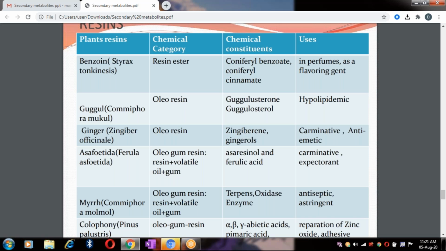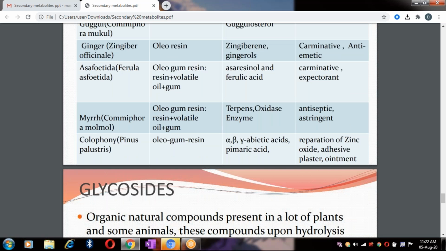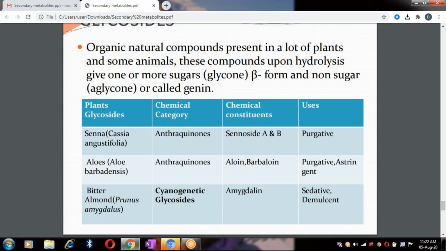Next, glycosides, I think we have discussed again. So according to your syllabus, you have 3 drugs, senna, aloe, and bitter almond to be studied. Senna is nothing but the leaflet from Cassia angustifolia. It has mainly anthraquinone glycoside or anthracene glycoside, sennoside A and B. It is used as purgative. Aloe is the leaves of Aloe barbadensis and other species. Again, they also have anthraquinone or anthracene glycosides, mainly aloin, barbaloin, etc. They are used as purgatives.